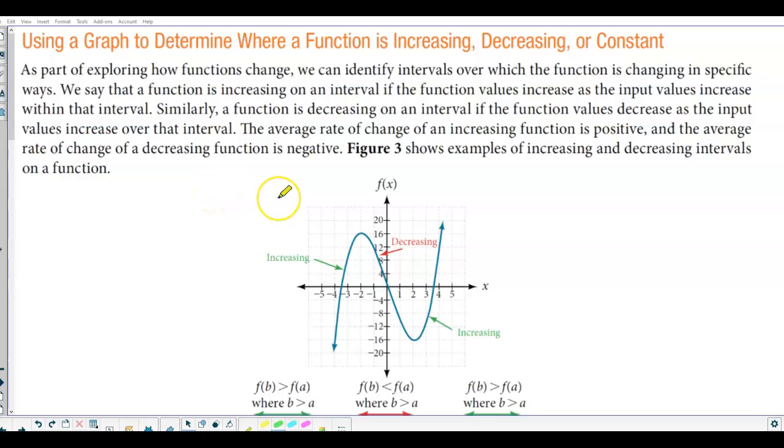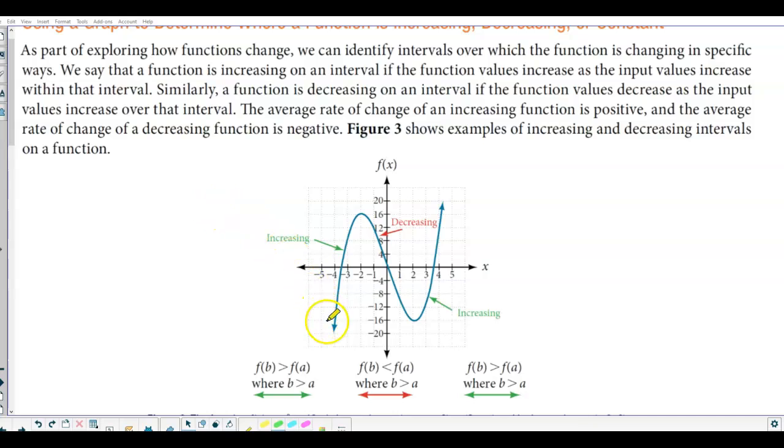Now, the average rate of change of an increasing function is positive, and the average rate of change of a decreasing function is negative. Figure 3 shows examples of increasing and decreasing intervals on a function. So going from left to right, you can see here that from here we are increasing when we get to this point here.